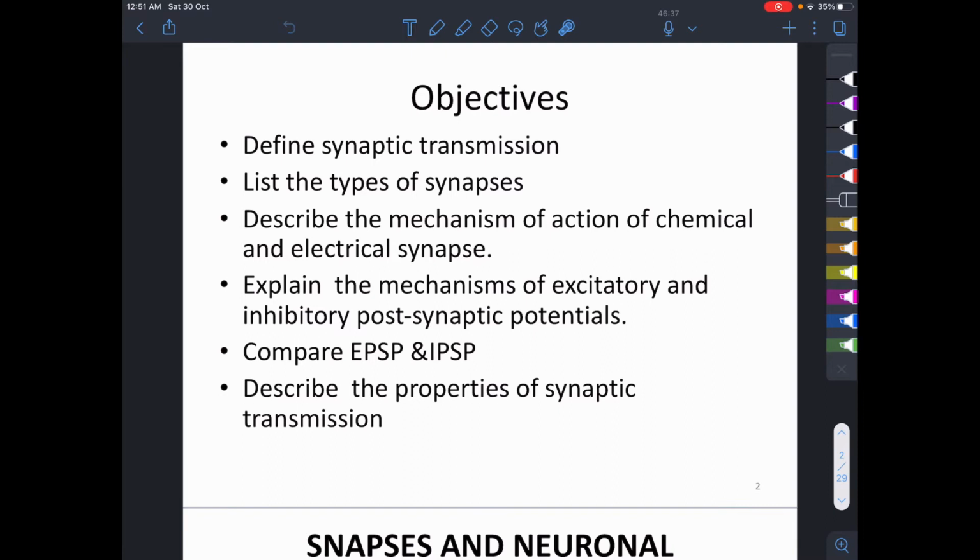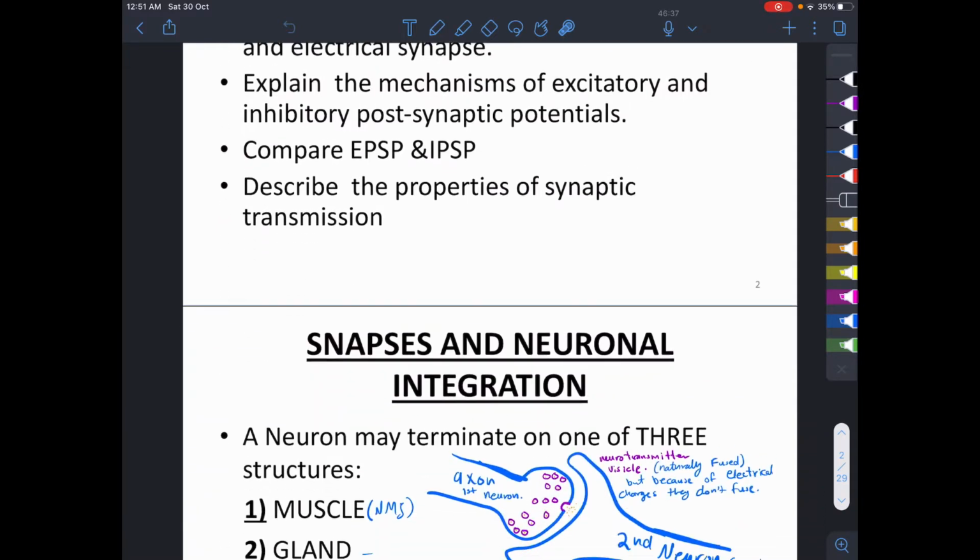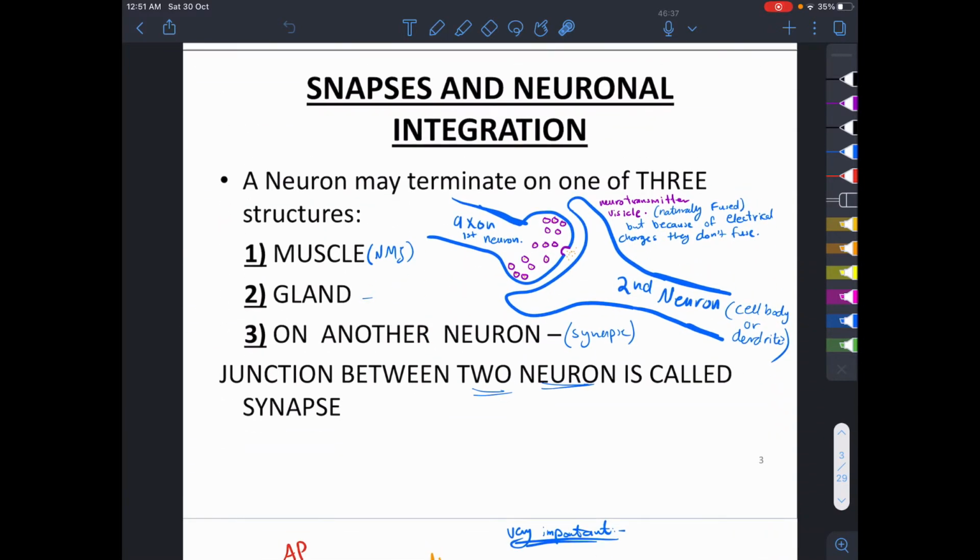So I'm going to define synaptic transmission: how the synapse transmits from one place to another, the types of synapses, and the mechanism of the action potential. The mechanism of action of the chemical and the electrical synapse, we're going to go over it all, inshallah. Synapses and neuronal integration.